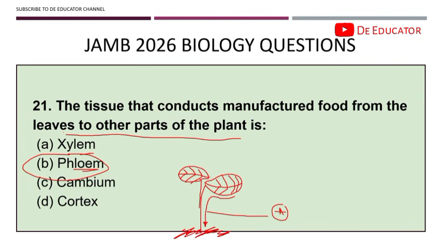The xylem is the opposite of phloem because it does the opposite. It will transport water from the soil or from the root up to other parts. So you can see a diagram like this. It will now give you another arrow like this, and it will tell you this is B.